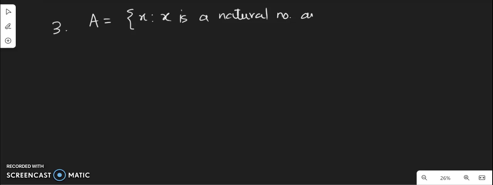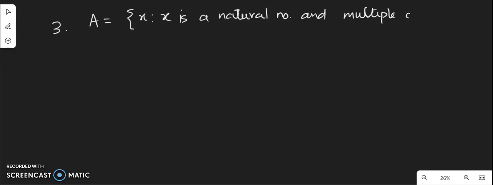Let's see exactly how different problems can be solved. If I have a problem here that says A is a set, and it is being said that the set of x such that x is a natural number. So x is a natural number, and it's a multiple of 3.